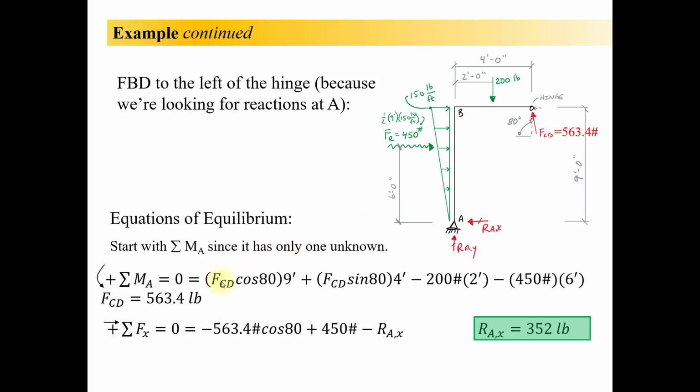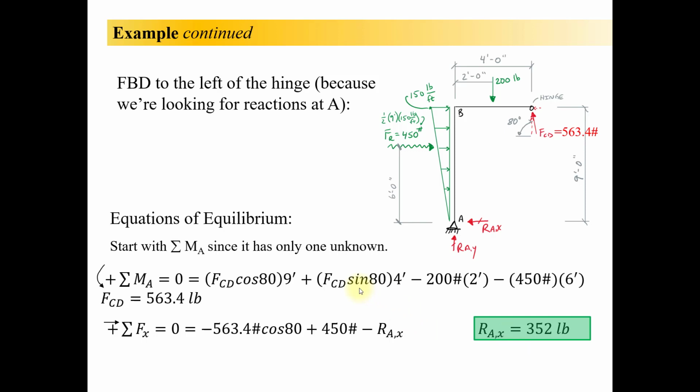And honestly, it doesn't really matter at this point. You could do sum of forces in the Y first or sum of forces in the X first, because you're just going to get answers out of both of them. I'm going to do X first here. I'm going to say to the right is positive. So I'm going to have minus 563.4 pounds times the cosine of 80. That's going to give me the X component here. Plus 450 minus RAX equals 0. That tells me that RAX is 352 pounds.